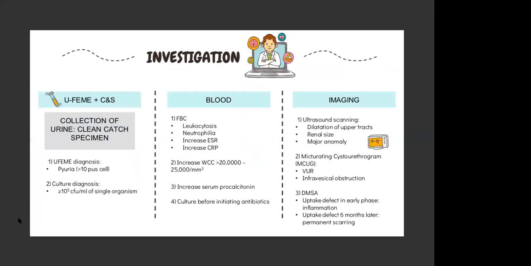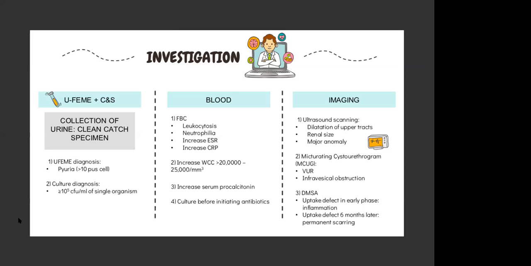is investigation. So in investigation, collection of urine is important, and the recommended method is a clean catch specimen. So for the result in the urine full examination and microscopic examination, it should show pyuria, which is more than 10 per high power field, and greater than or equal to 10 to the power of 5 colony-forming units per milliliter of a single organism is diagnostic for the culture and sensitivity. So for blood examination in full blood count, a patient with UTI should show leukocytosis, neutrophilia, increased erythrocyte sedimentation rate, and increased CRP. Also, there will be an increase in serum procalcitonin, and blood culture should be done before initiating any antibiotics.